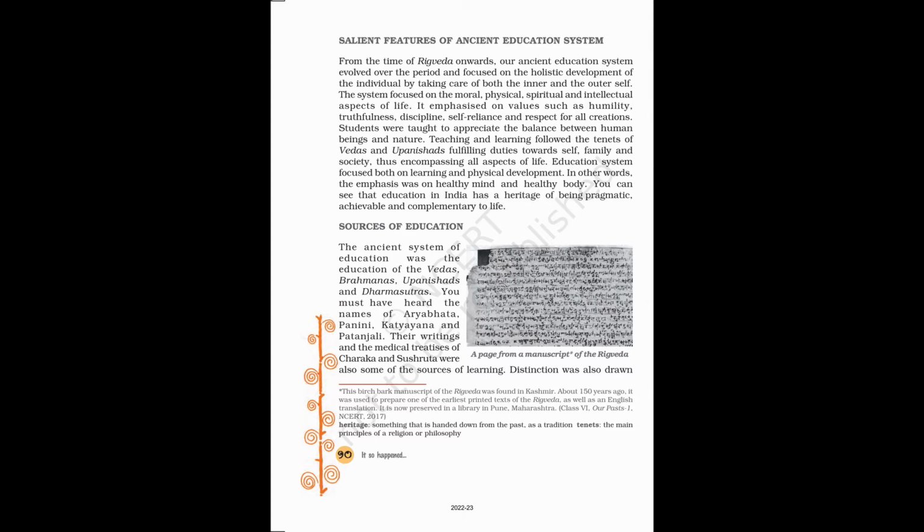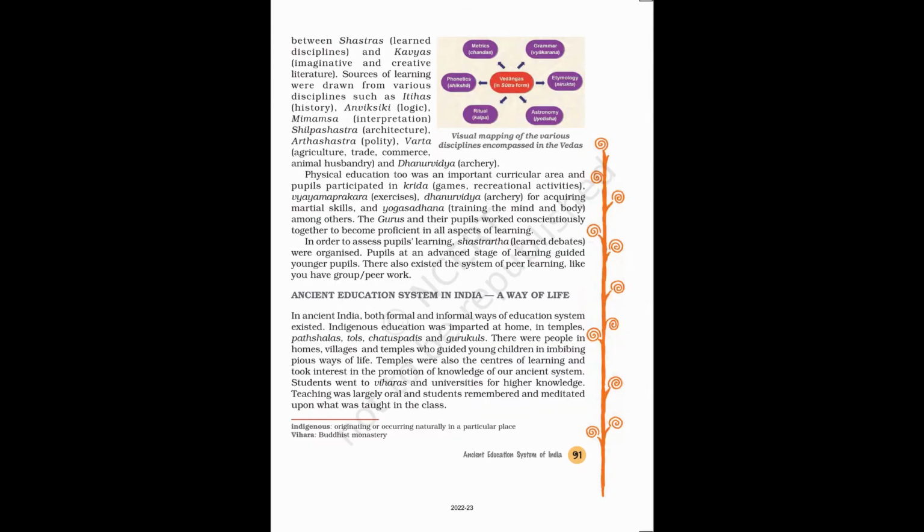Sources of education. The ancient system of education was based on the Vedas, Brahmanas, Upanishads and Dharmasutras. You must have heard the names of Aryabhata, Panini, Katyayana and Patanjali. Their writings and the medical treatises of Charaka and Sushruta were also some of the sources of learning. A distinction was also drawn between Shastras, learned disciplines, and Kavyas, imaginative and creative literature.